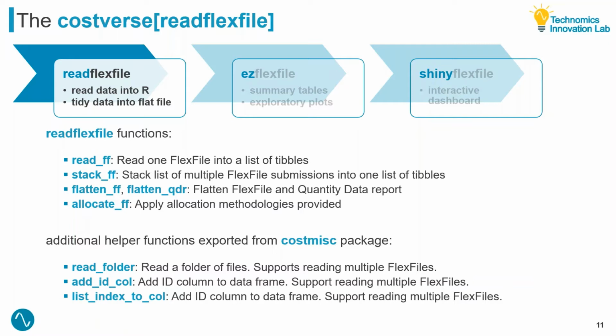So this function really just checks and then applies allocations if necessary. Again, the beauty of the Costverse is that the packages interact really nicely with each other. So Read FlexFile relies on some functions from the cost miscellaneous package. For example, the read folder function allows a user to point Read FlexFile to a folder of FlexFiles and read in a group of FlexFiles at once, while add ID column and list index to column allow the user to assign a unique ID to each FlexFile they're working with. So that's all of the work that goes into reading the data into a consistent flat file.